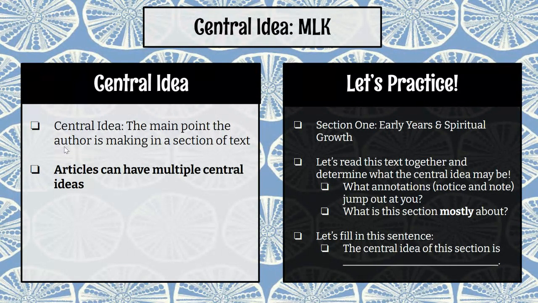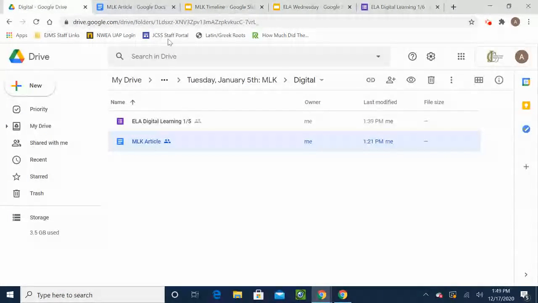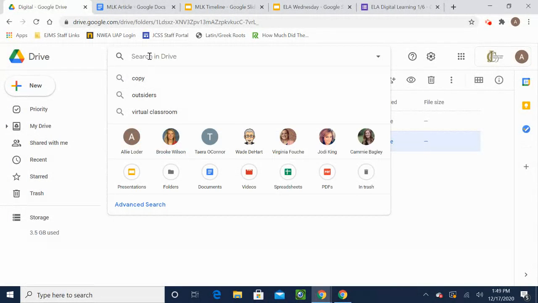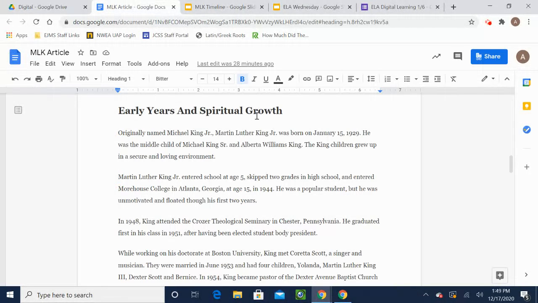Today we are continuing with that Martin Luther King Jr. article that we started yesterday. If you do not remember what I'm talking about, what I need you to do is go into your Google Drive. Here's my Google Drive. If you have not already found this article, just search MLK and the MLK article should come up. Click on that and your copy should come up, because we're going to be working on this again. Once you're there, you can pause the video if you need to find it.